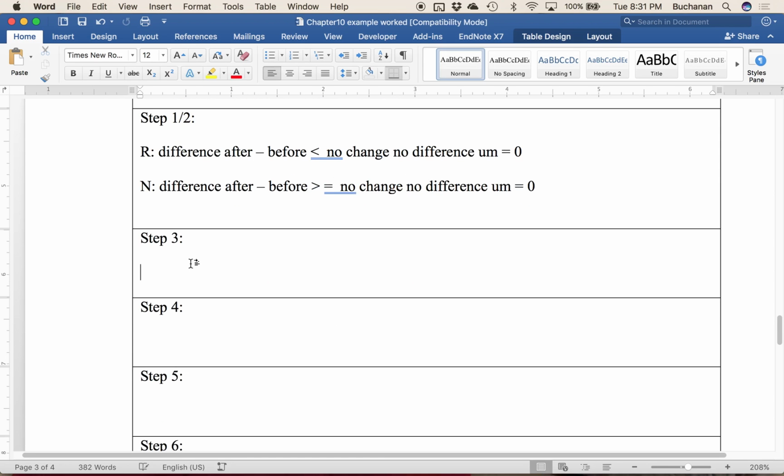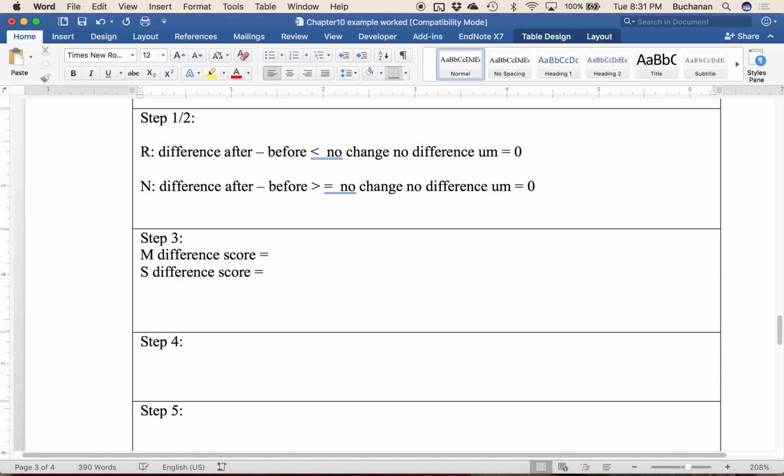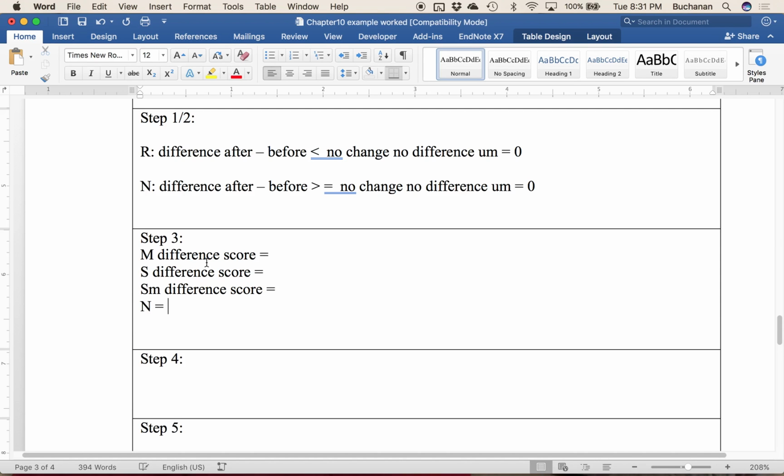Step 3 here, we're going to do the mean difference score. Oops, try again. The standard deviation of the difference scores. Right, not to be confused with differences in groups. The standard error of the difference score. Try again. And n equals something, and mu M is 0.